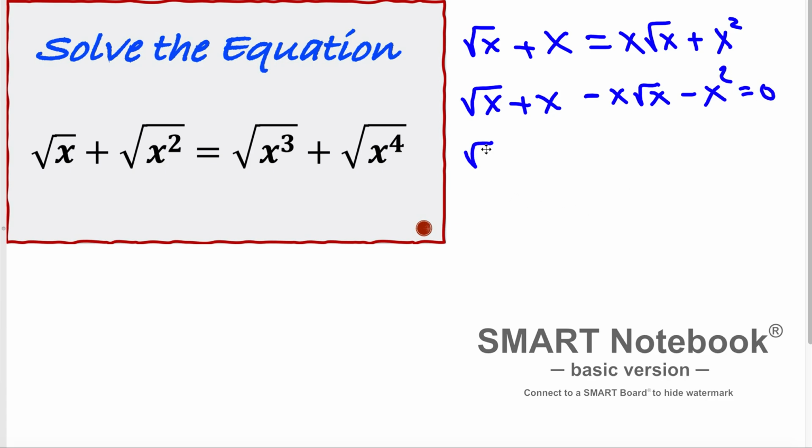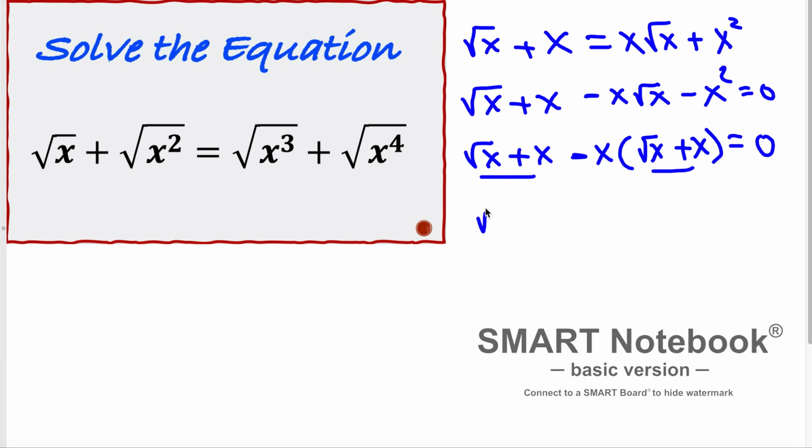Now if we factor on this side, minus x in front gives square root of x plus x is equal to 0. As we see here, square root of x plus x is a common factor, so we can factor it out. What remains is 1 minus x, so 1 minus x is equal to 0.